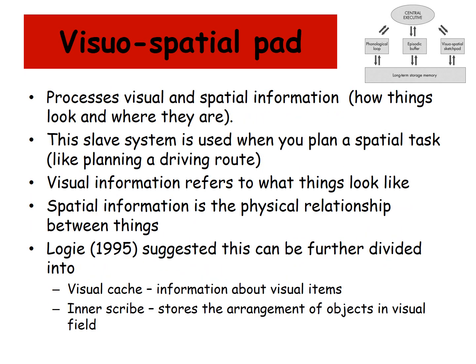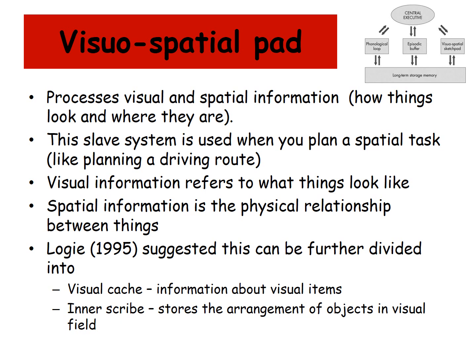So the visual spatial sketchpad, this is what you need when you're planning a driving route, when you plan a spatial task. So I could say, okay, picture your bedroom, and you would be able to navigate quite happily around that in your head. That is you using the visual spatial sketchpad. Visual information is obviously what things look like, and spatial is just the different physical relationship between things. You could arguably separate this into two more.